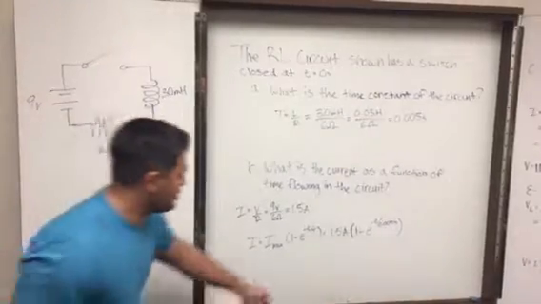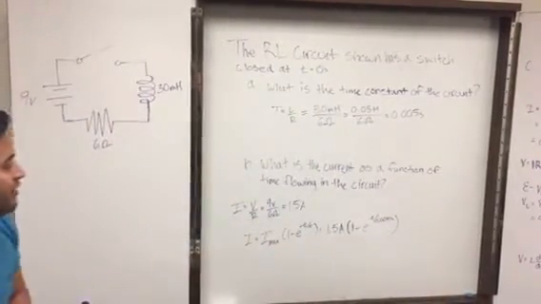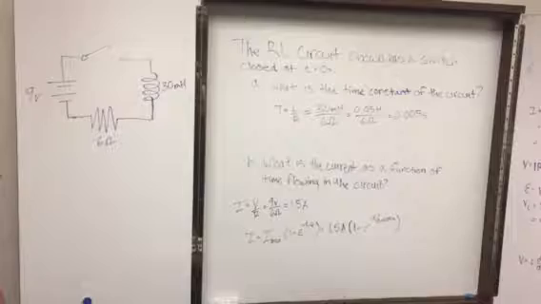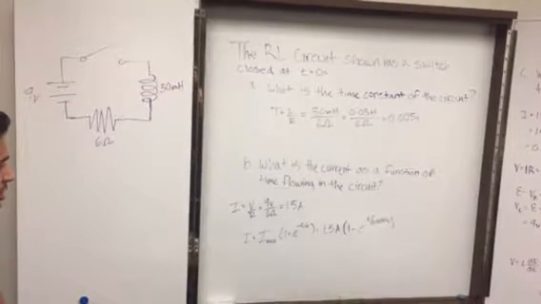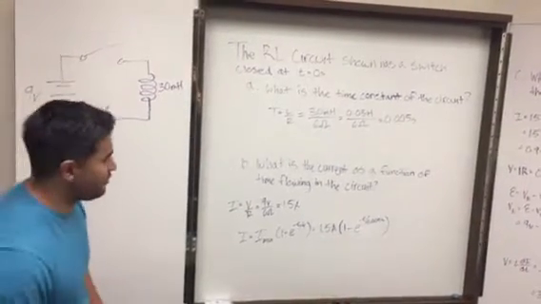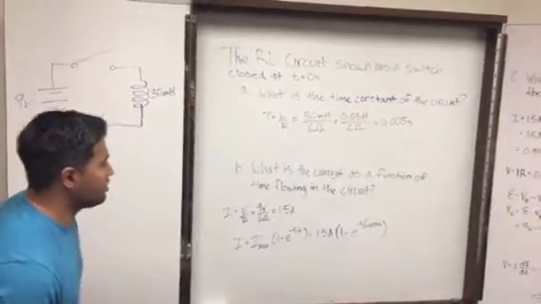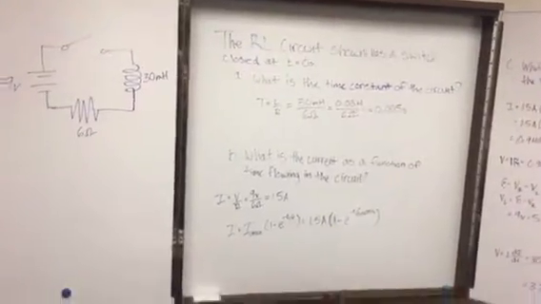So that gives us this function here, which is 1.5 amps times 1 minus e to the minus t over 0.005 seconds.